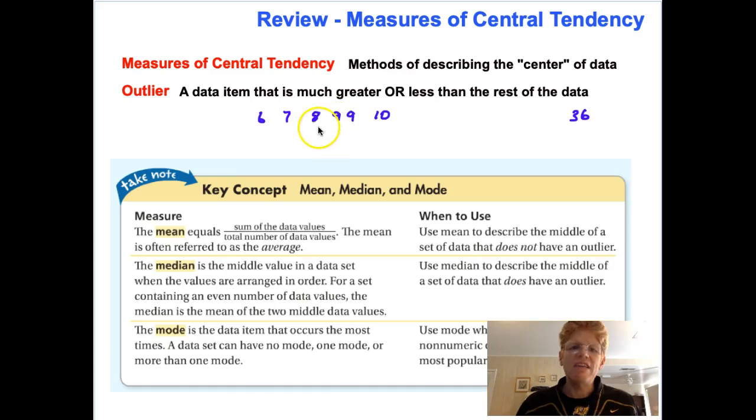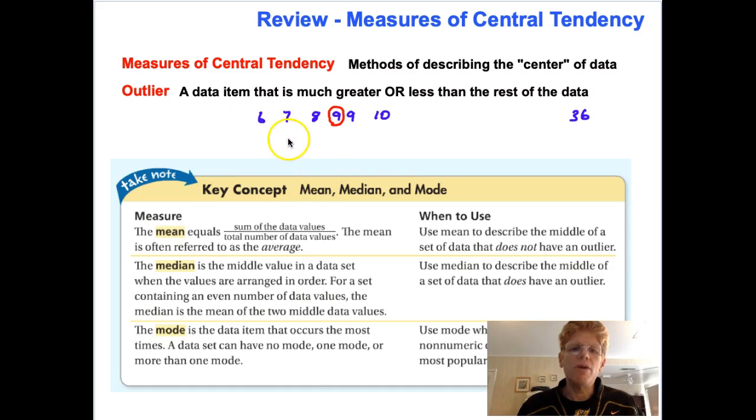Median, that's the actual middle value in a set of data. There are 7 data items here. If we were to find the middle, we would choose this one right here. This is the middle data item, right? And we use the median to describe the middle of a set of data that does have an outlier. So in this case, our median is 9.